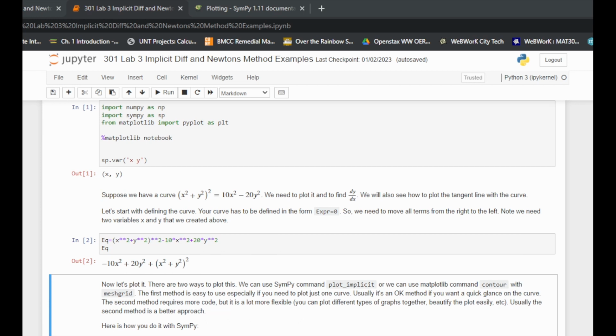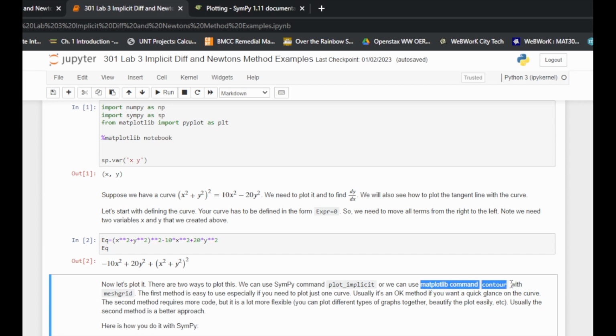There are two main ways of plotting implicit curves. One is to use SymPy command plot implicit. This is a simple way, however, it's not very flexible. Usually it's okay to use it if all you want to do is see shape of the curve. It will not work very well if you need to plot this curve and something else, for example. So we would usually not use this method.